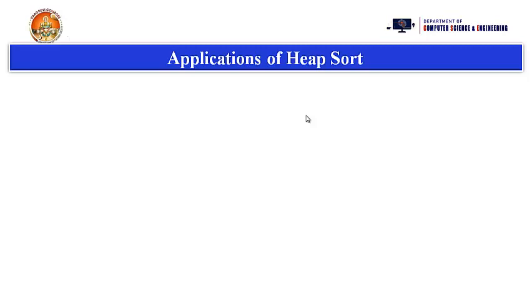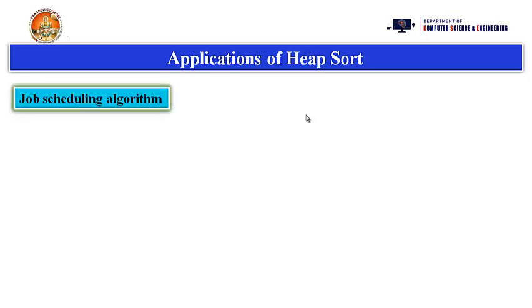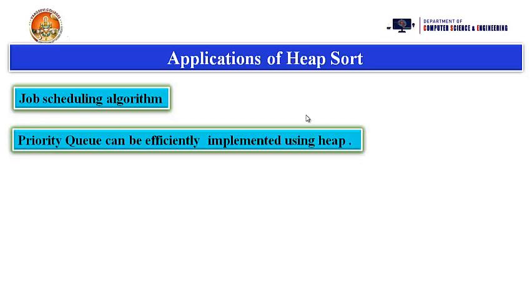Then what are the applications of heap sort? In job scheduling algorithms, if you take operating systems, we have scheduling algorithms like first in first out, shortest job first, and priority scheduling. So what is priority scheduling? That is priority queue scheduling, and we can implement this priority queue scheduling using the heap tree technique. And a priority queue can be efficiently implemented using a heap only.